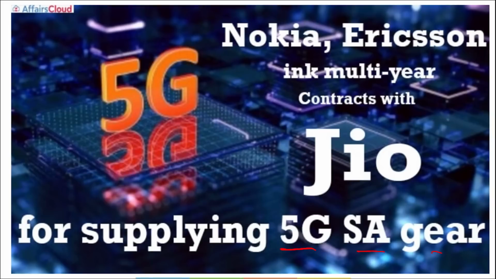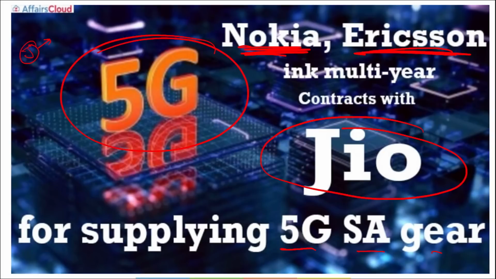All right, and we know that Reliance Jio was the platform that provided the highest bid to buy the spectrum of 5G. Then remember, Nokia and Ericsson, they together came and signed a multi-year contract with which organization? With Jio. And for what? On 5G technologies they signed this MOU.